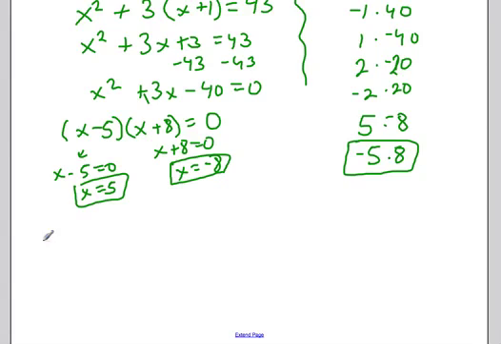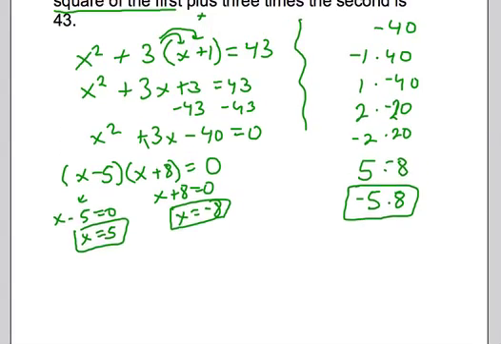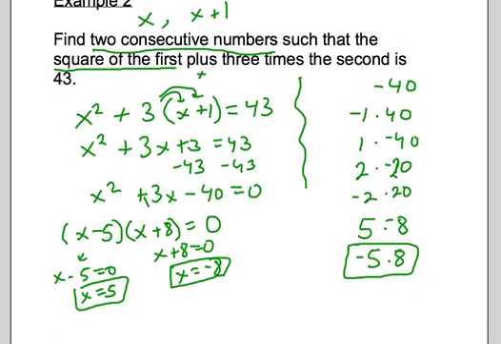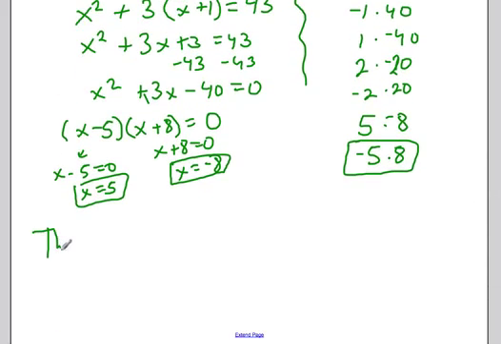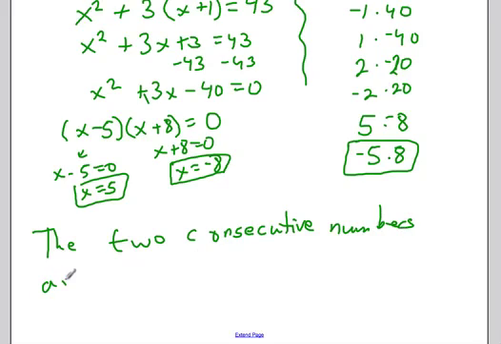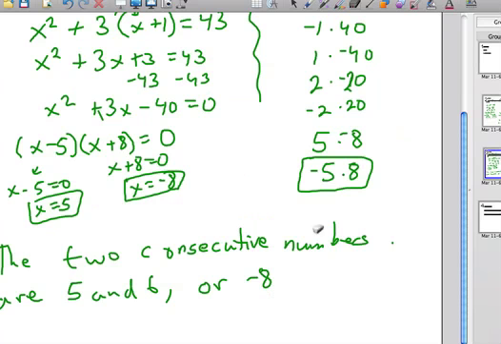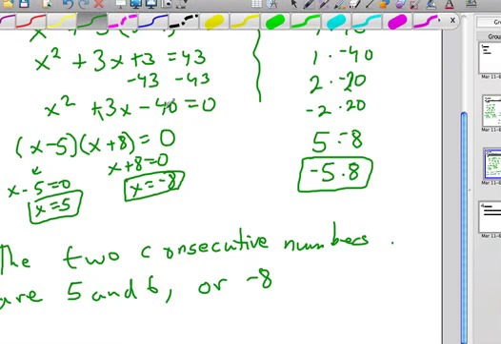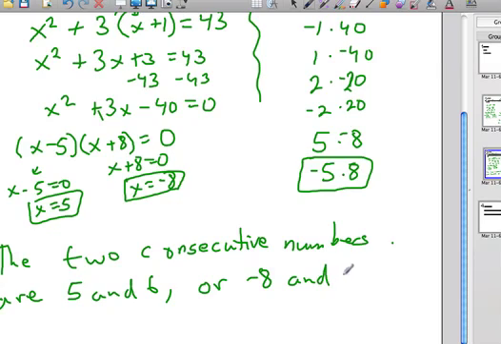So our answer is going to be the two consecutive numbers are, so the first one is 5, the second one's going to be 6. So 5 and 6, or then your second consecutive number is going to be one more than negative 8, which is negative 7. So these are our two answers right here.